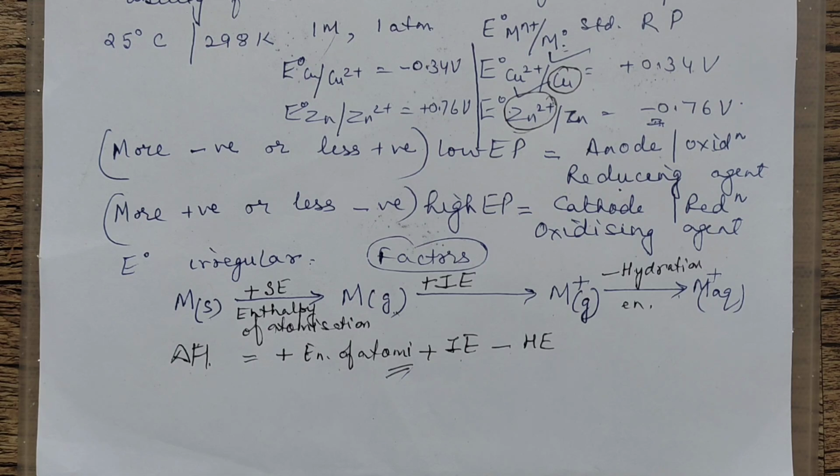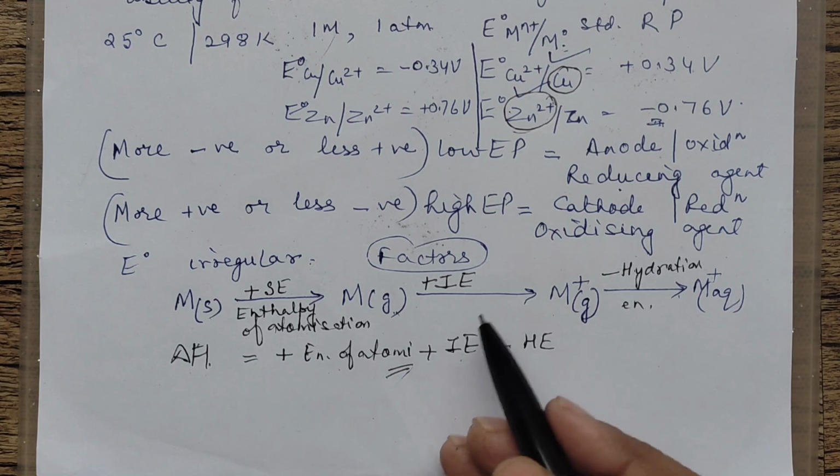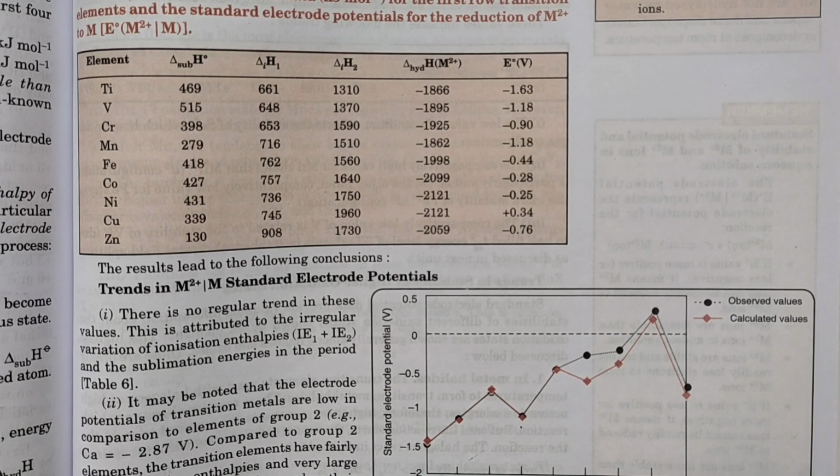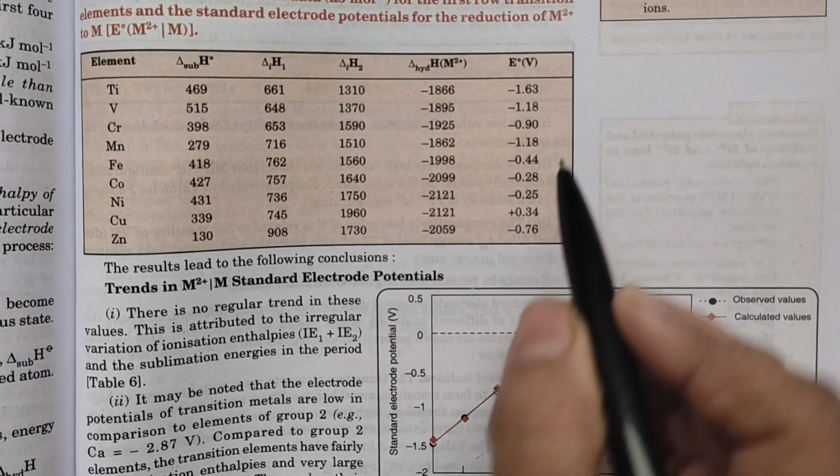So it is basically the sum of these three enthalpies which is going to decide whether the electrode potential will be positive or negative. Okay. Now listen children, this is very, very important. You will be getting questions on the basis of why the E naught value is more negative for so and so element and why positive for some elements. So you can just see the values first.